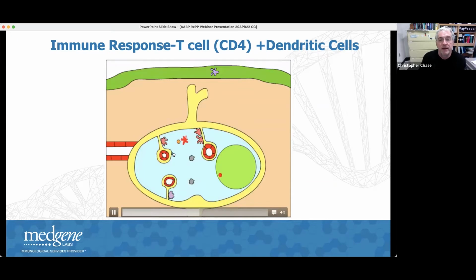So as you see them begin to interact with the T cell, now we're getting that vaccine response that we're after. But again, it takes two things here. It takes the antigen and that activation to occur.